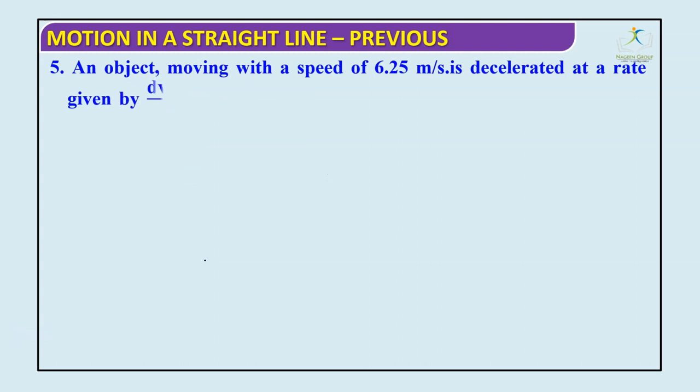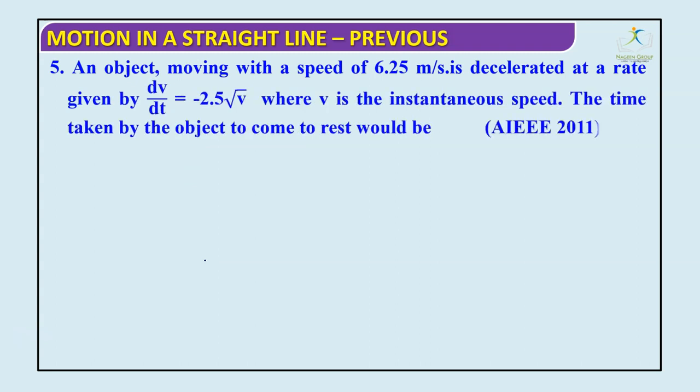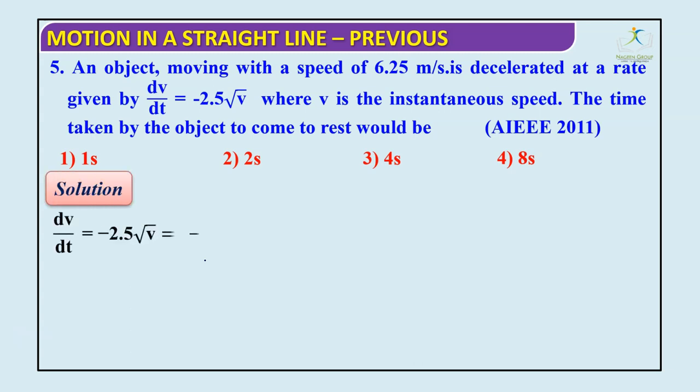Next question is, an object moving with a speed of 6.25 meter per second is accelerated at the rate given by dv by dt is equal to minus 2.5 root v, where v is the instantaneous speed. The time taken by the object to come to rest would be. This question came in the AIEEE 2011. The options are 1 second, 2 second, 4 second and 8 second. So let's see the solution of this question, students.